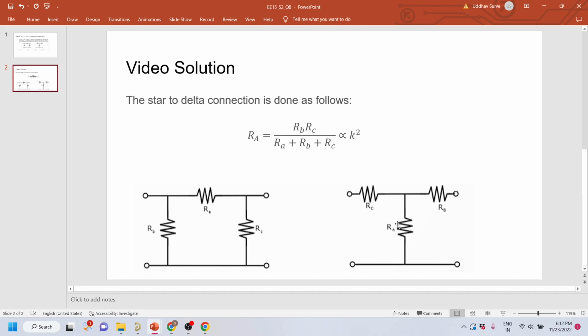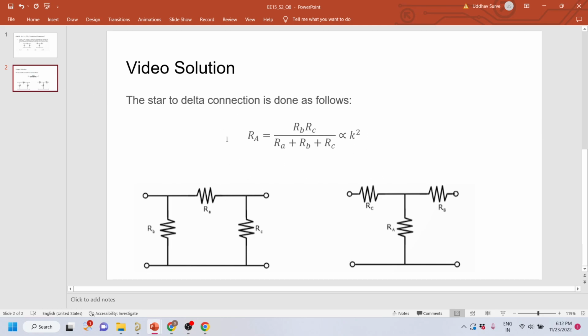Capital A is the star network and small a is the delta network. So if you simply convert this network to this network, the formula, I have shown it for only one resistor: R_A is equal to R_B R_C upon R_A plus R_B plus R_C. So if the elements on the left side are scaled by a factor of k, the elements on the right will be scaled by a factor of k square. So that is the answer to this question.